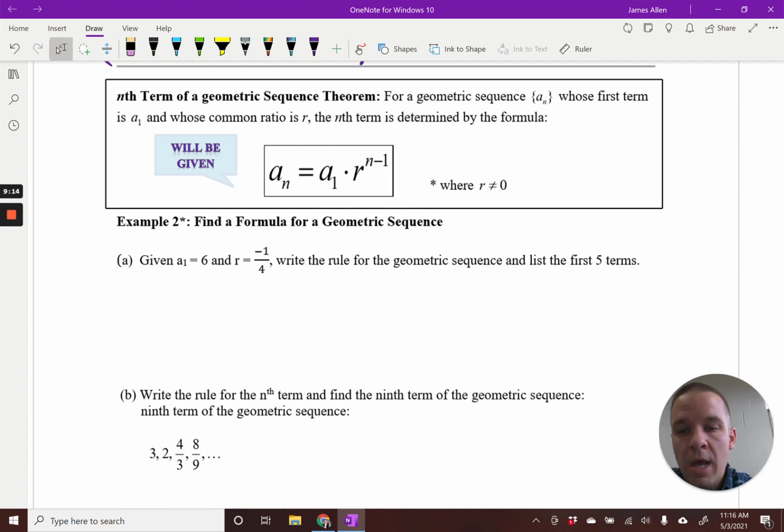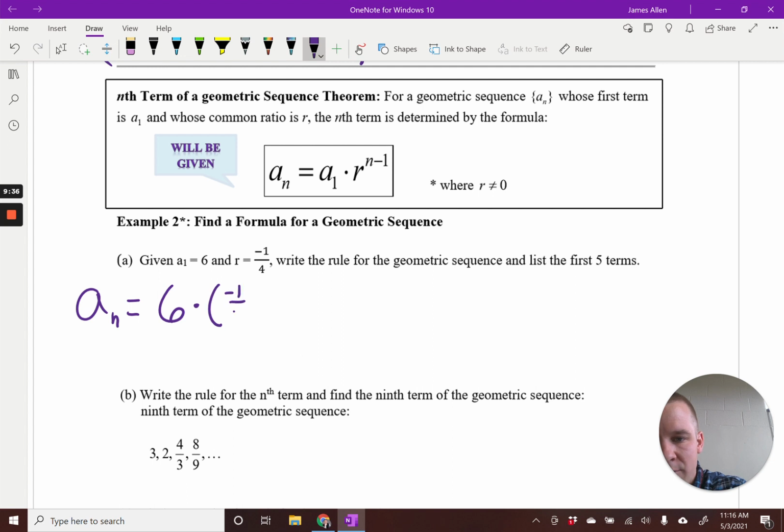Okay, cool. So first example here, well, I guess example 2 now, but now that we have this formula, given a sub 1 is equal to 6, and our common ratio is -1/4, write the rule for the geometric sequence and list our first 5 terms. Do we think we can handle that? I think we can. Okay, so I'd have a sub n is equal to my first term, 6, multiplied by my common ratio, -1/4, to the n minus 1. There it is. That's all we wanted here.